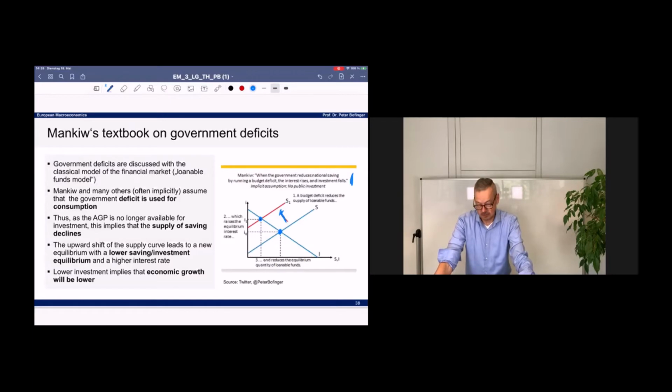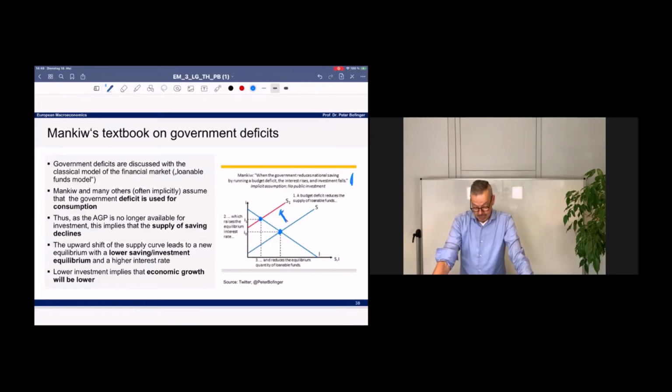That's bad. So, in the view of Mankiw, lower investment is bad for the economy and implies that economic growth will be lower. That's what a student who tries to understand the role of government budget deficits gets. Wow, if the government runs a deficit, that's bad for the economy. Less investment, less growth. So better not to have budget deficits.